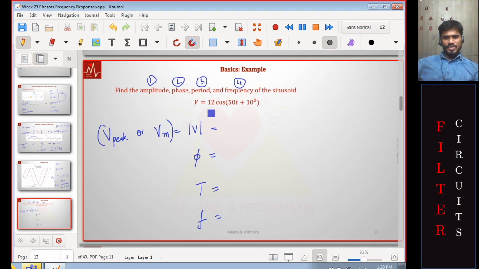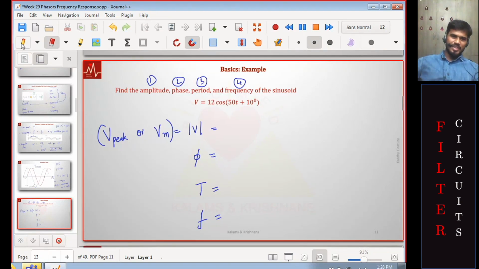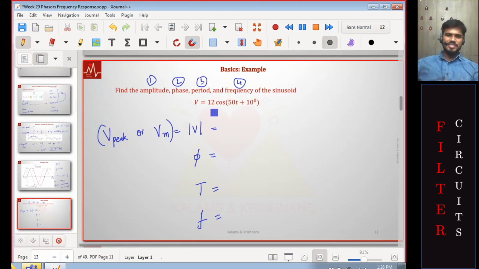So there is some notational complication, minor complication. This function has a peak of 12. This is some cos function. It has a peak of 12. In practice, electrical engineers typically refer to RMS values. And even that would be 12 into root 2, not 12 by root 2, right?